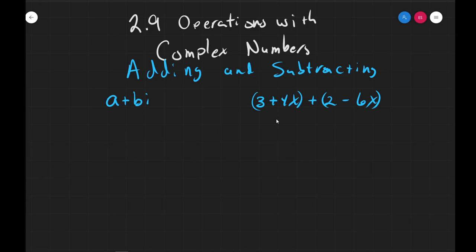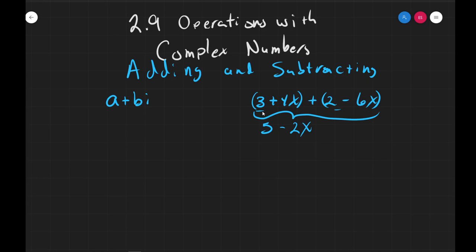Hopefully you remembered that when you combine terms like this, you're always looking to combine like terms. So if we take the 3 and the 2, we have 5. 4x plus negative 6x is negative 2x. And this would be the simplification, the addition problem for these binomials that we were adding together. So we're going to do the same thing when it comes to adding and subtracting complex numbers.